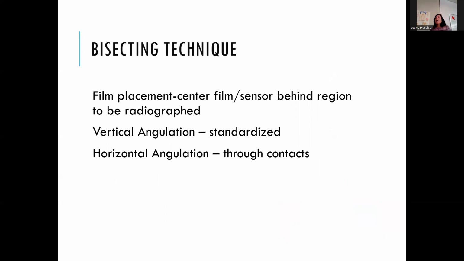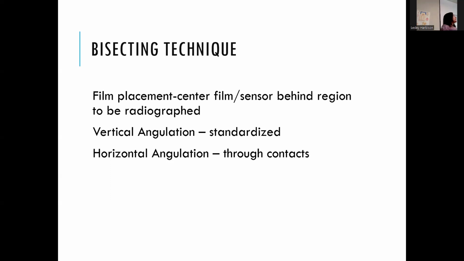I'll show you. So film placement: center the film or the sensor behind the region to be radiographed, which is a little bit deceiving because its placement can be a little different depending on if you're on the premolars or not. But it works very well if I'm describing a canine. If you're taking a canine shot with a bisecting technique, you want to center your canine. If you're taking an anterior, you want to center your central incisors, your first two teeth, on the film. So that's essentially what it's saying.